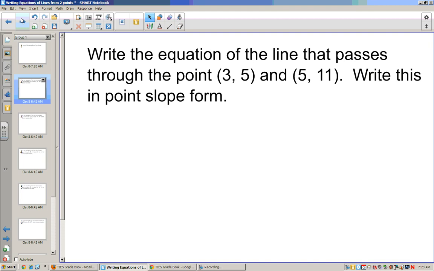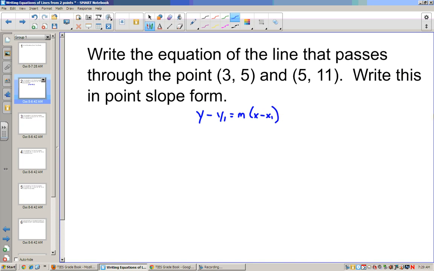All right, our first problem is to write an equation of a line that passes through the points (3, 5) and (5, 11). Write this in point slope form. Well, point slope form is y minus y1 is equal to the slope times x minus x1.